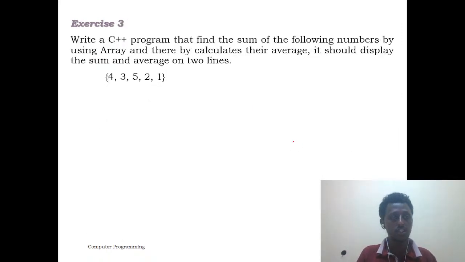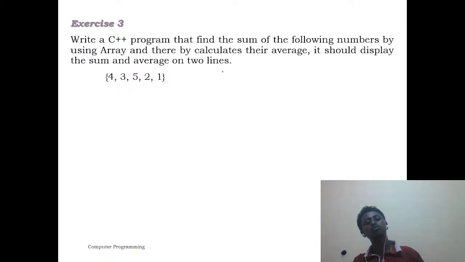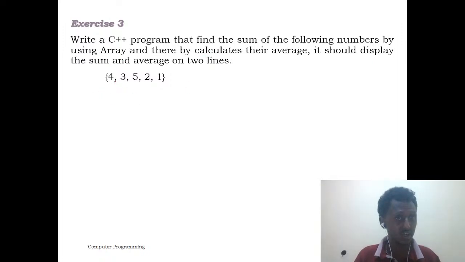Then the third question: write a C++ program. Find the sum of the following numbers by using an array and then calculate their average. It should display the sum and average on 2 lines. Okay, good. 4, 3, 5, 2, 1. This is the array element.